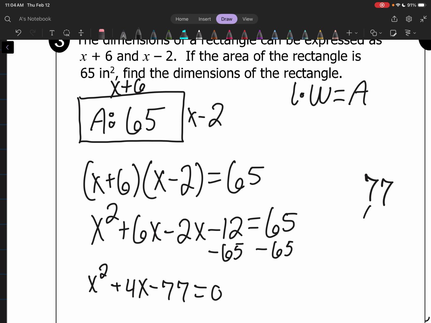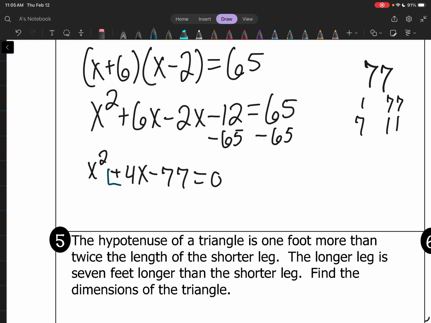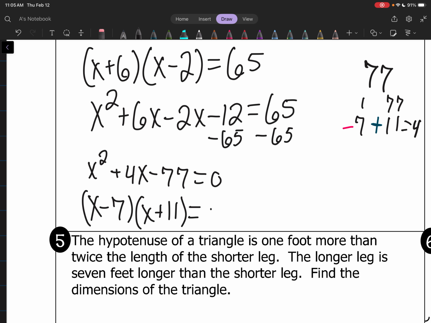My factors of 77: 1 and 77, 7 and 11. I want the bigger one to be positive. And because of this minus, they are opposite signs. And this does come out to be positive 4. So I have x minus 7, x plus 11 equals 0.